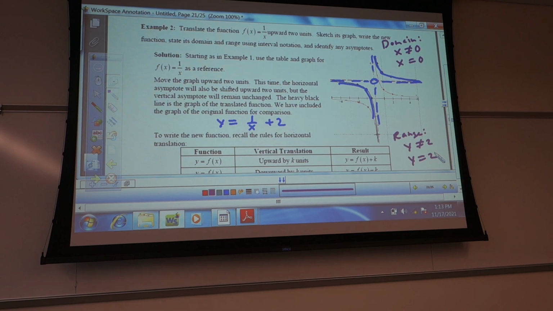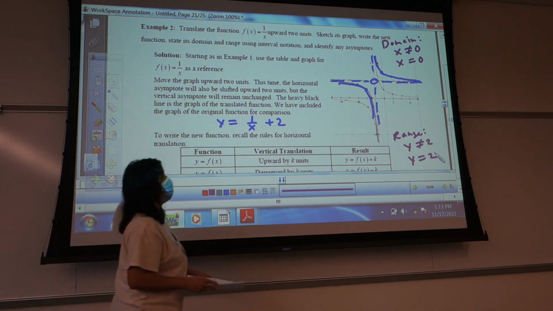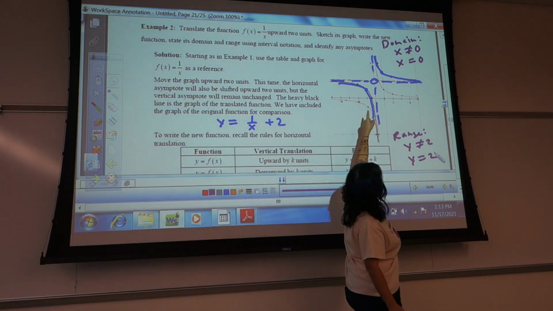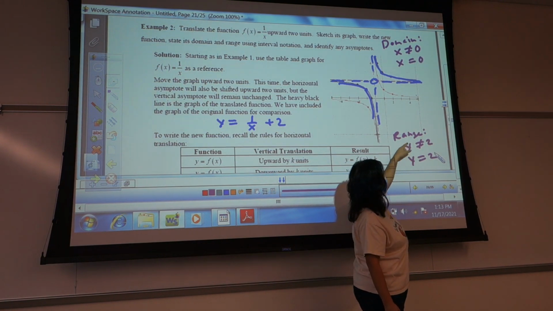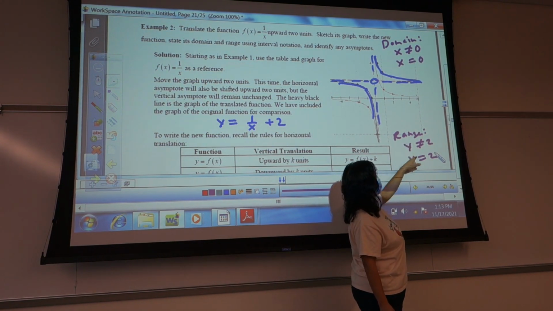Are we answering questions in the new one now? You're not answering questions at all. I'm just asking you here on the old one what it is. So on the new one, the question is, when I shifted it up 2, what did that do to my range and to my asymptote?